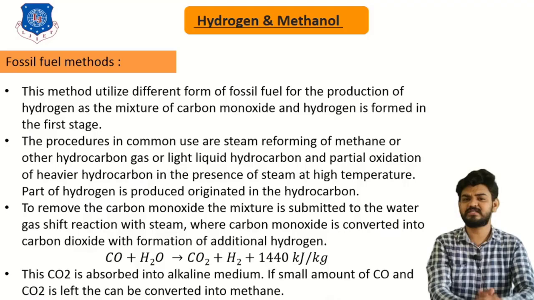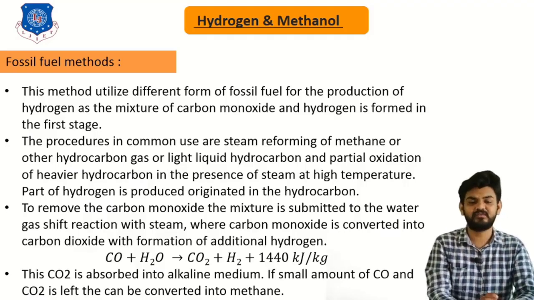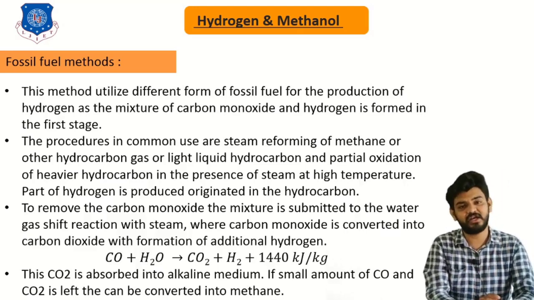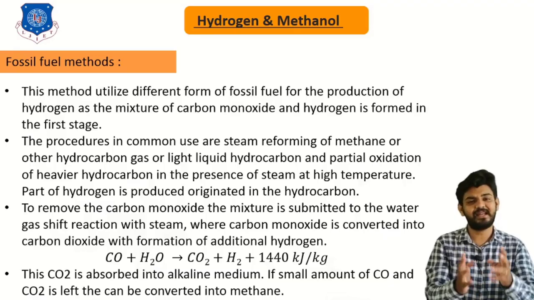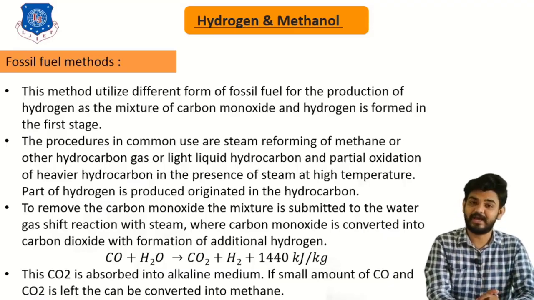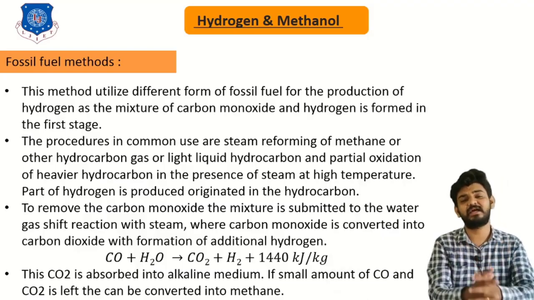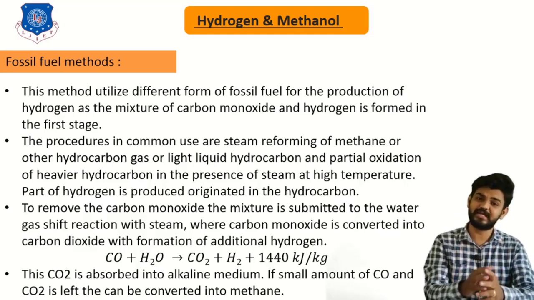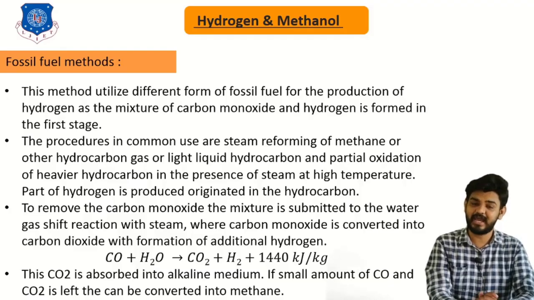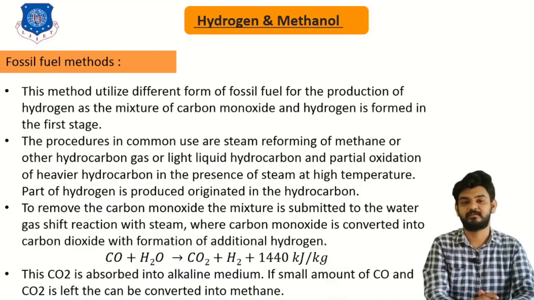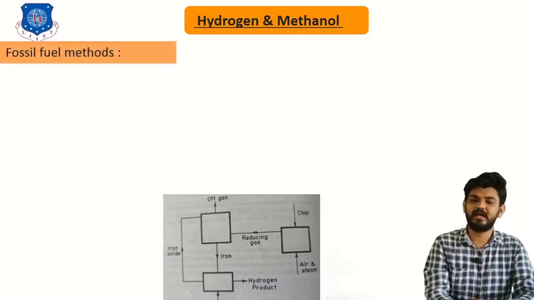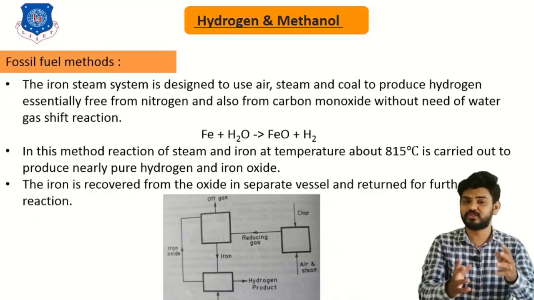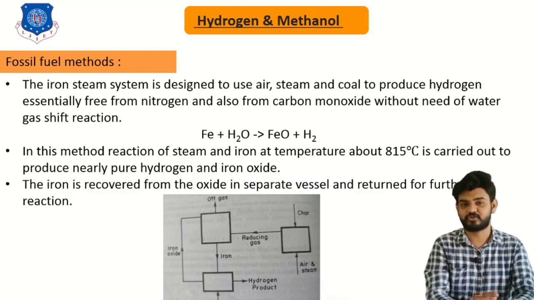This CO2 is now absorbed in alkali medium. If a small quantity of carbon monoxide and carbon dioxide is still left, they can be converted into methane. So after carrying out this water gas shift reaction, the carbon dioxide, which is harmful for the environment, is absorbed in the alkali medium. If some amount of carbon monoxide and carbon dioxide are still left, they can again be converted into methane. A typical fossil method used for the production of hydrogen is the iron steam process.